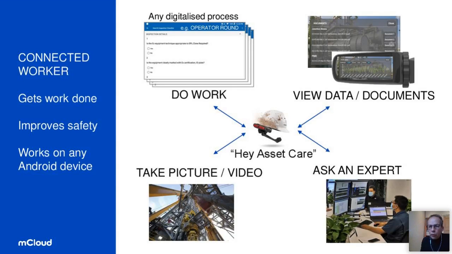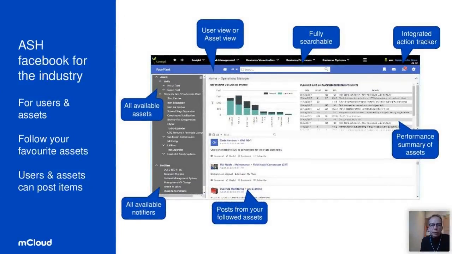And then let me move to the last solution that I want to show today, and that's called Ash. This is another very innovative solution. We all know Facebook. Of course, Facebook is very nice for our day-to-day social lives, but this is Facebook for the industry. And what it does, it gives every asset a user in Facebook as well. So the asset can now post items on the timeline here.